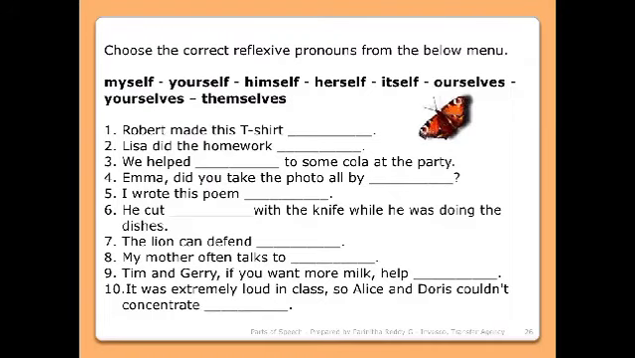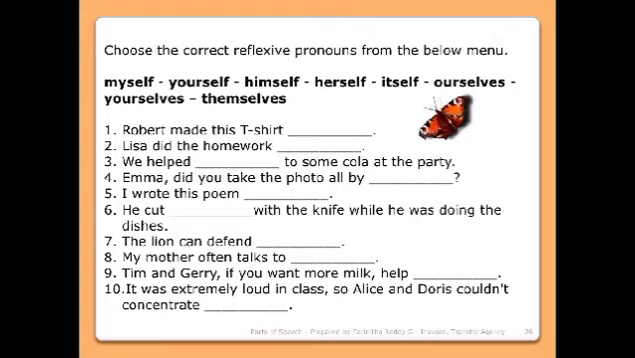Now choose the correct reflexive pronouns from the menu below: myself, yourself, himself, herself, itself, ourselves, yourselves, themselves. Robert made this t-shirt himself, because there is a single person mentioned in the sentence. Lisa is a girl, so we will use herself. Lisa did the homework by herself.